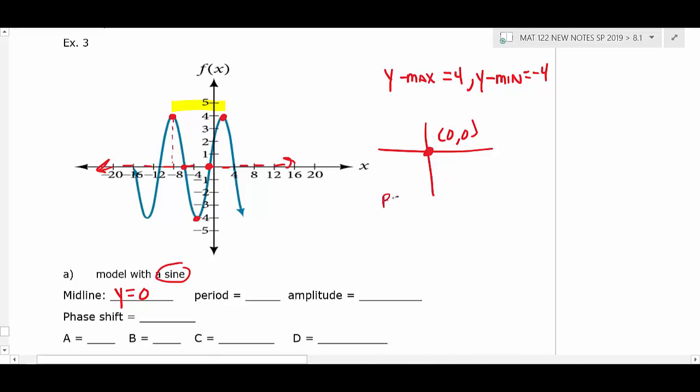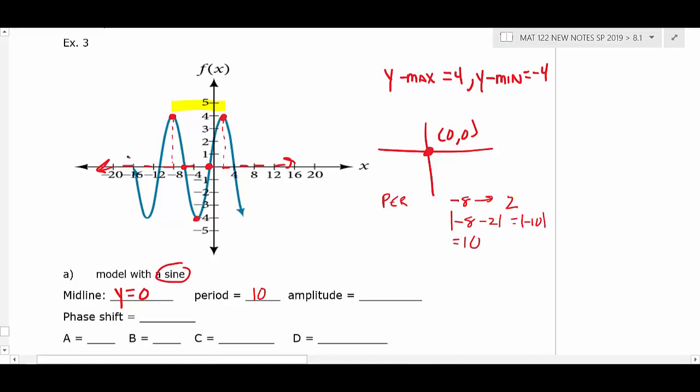So when we're doing that period, we're going to go from negative 8 all the way to, and it looks like that's 4, so it looks like that would be half of that, so that would be 2. So it looks like we're going from negative 8 to 2, and that distance, if you do negative 8 minus 2, the distance on the number line between negative 8 and 2 is 10 units. Okay, so that period looks like it's going to be 10.